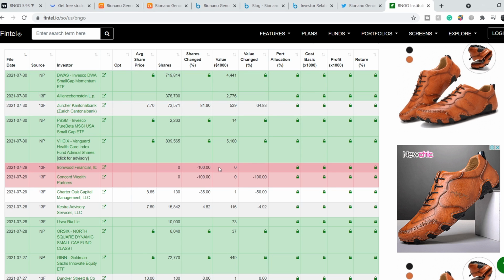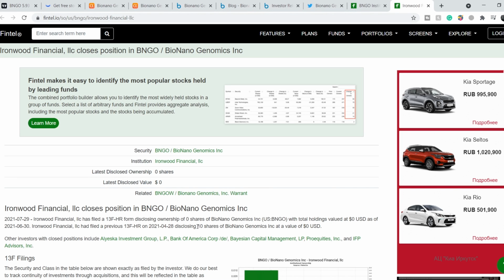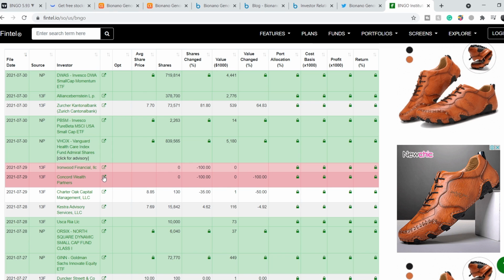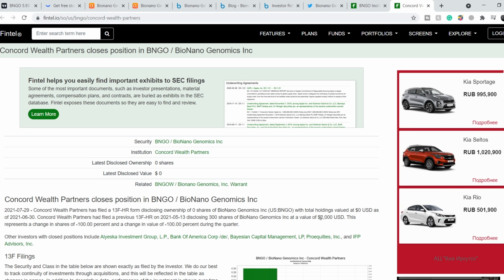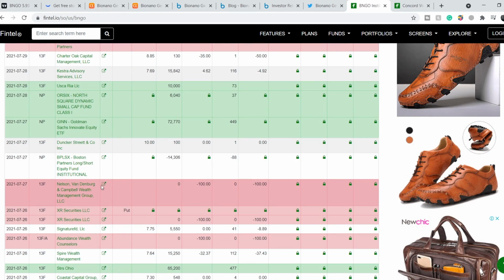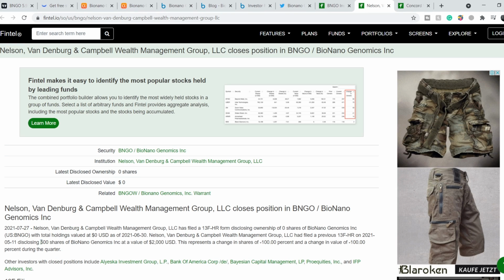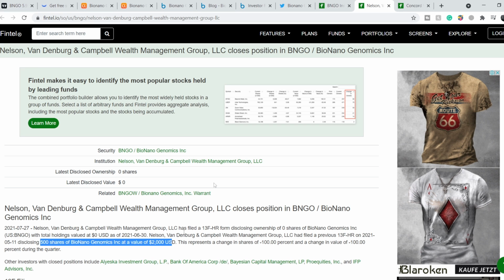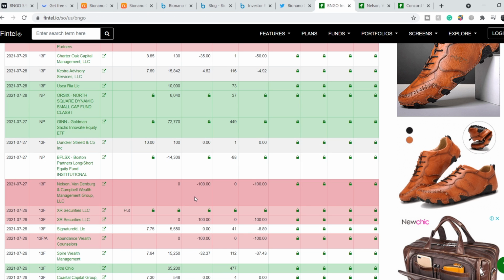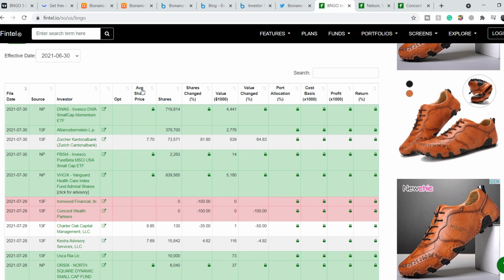And let me show you the amount of closed positions. For example, this company closed a position of 10 shares. It is ridiculous. Next one. They closed a position of $2,000. Next one, right here, just 500 shares, $2,000 as well. So the red lines are not so significant, and that's why you have to keep an eye on this company.